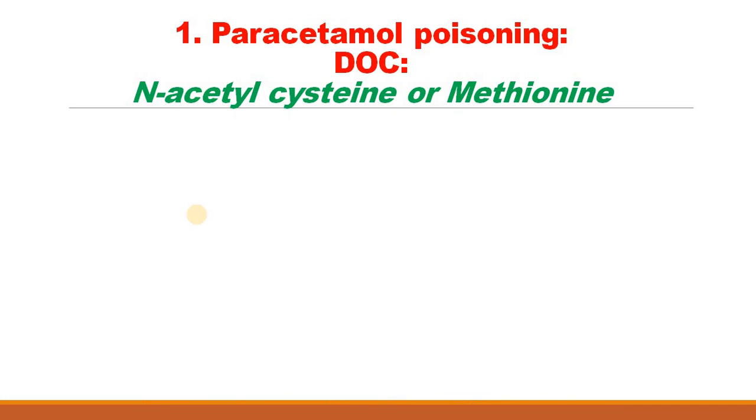So, paracetamol poisoning. What is the drug of choice in paracetamol poisoning? N-acetyl cysteine, or the second option is methionine. These are the drugs of choice in paracetamol poisoning. The first choice is N-acetyl cysteine, and if it is not available, then methionine.